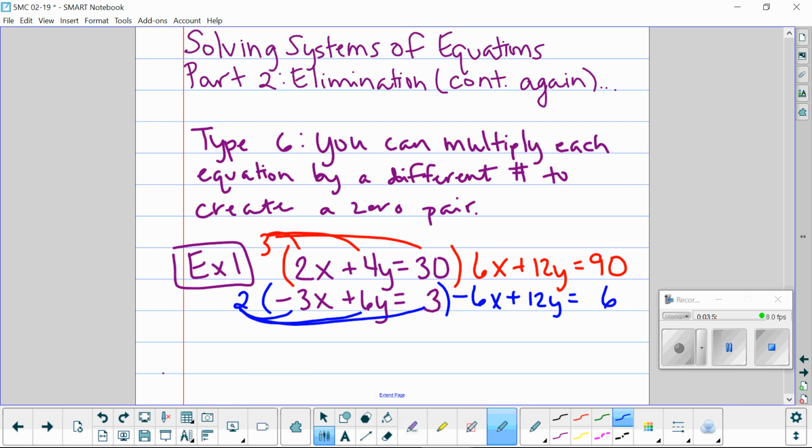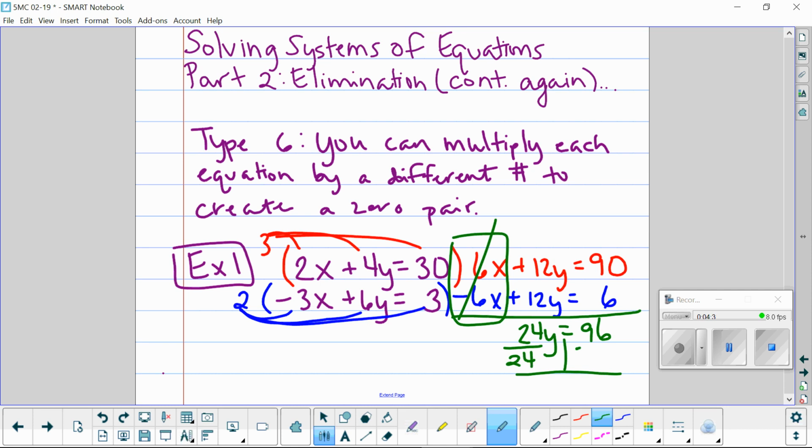So then now all I have to do is combine them together, since I have a zero pair here, the 6x and the -6x. So those are going to cancel. And now I add what's left. 12y plus 12y is 24y. And 90 plus 6 is 96. And then from here, the only thing I need to do is wall, floor, divide both sides by 24. And 96 divided by 24 is 4.